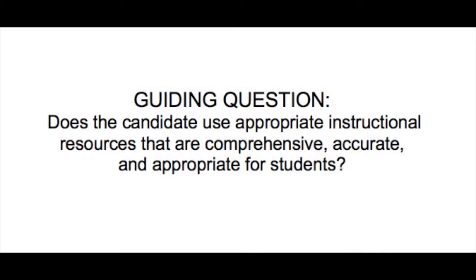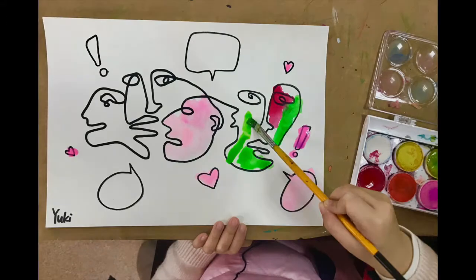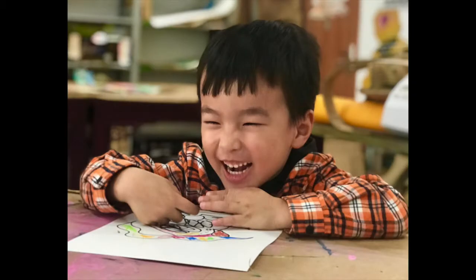Guiding question: Does the candidate use appropriate instructional resources that are comprehensive, accurate, and appropriate for students? Because I have been teaching for so long and in such varied locations like community centers, shelters, private school classrooms, English teaching centers, clinics, international school classrooms, college campuses, libraries, and public school cafeterias, I am really adaptable and efficient with the materials and tools that I use.